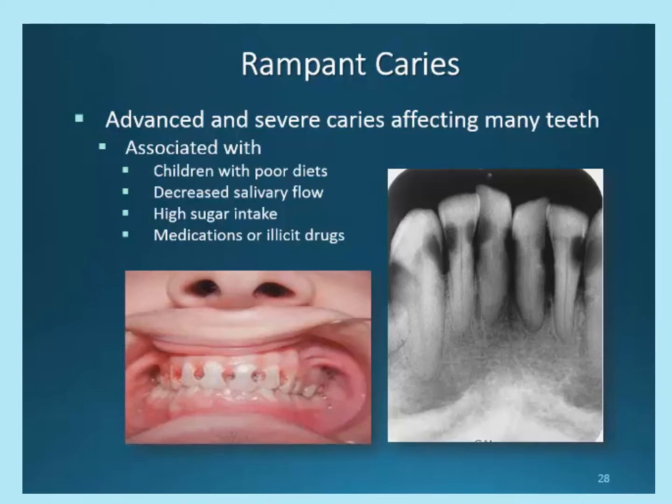The elderly sometimes are faced with this condition due to recession, and medications that affect the lack of salivary flow increase the level of decay that is seen in elderly patients. Notice I have added illicit drugs to this slide. It does not appear on your handout, but I felt it necessary to include it.